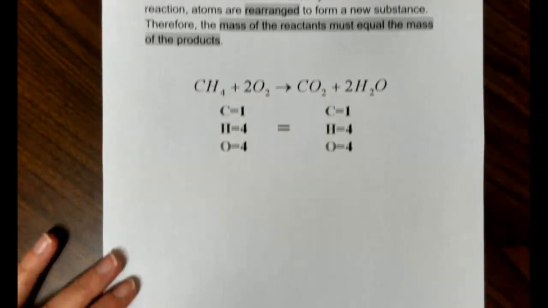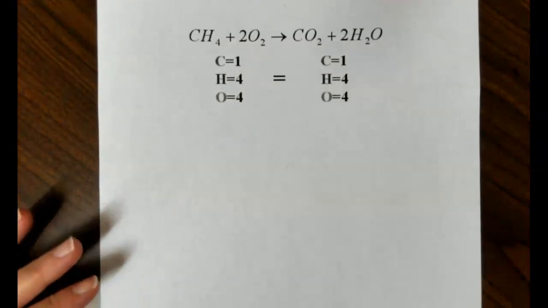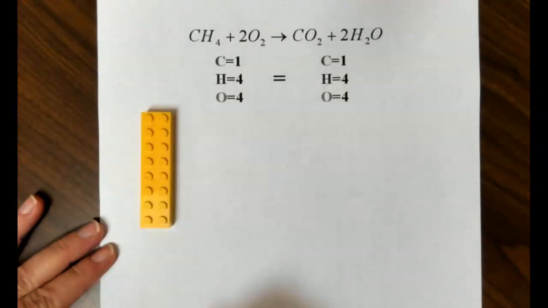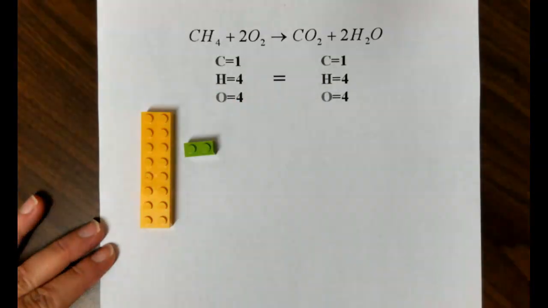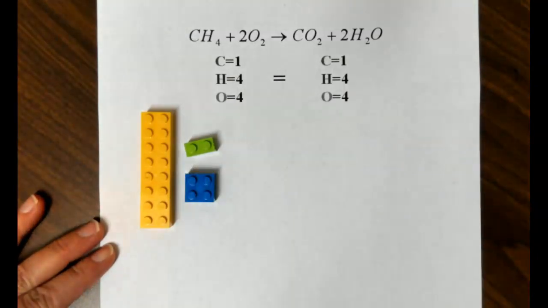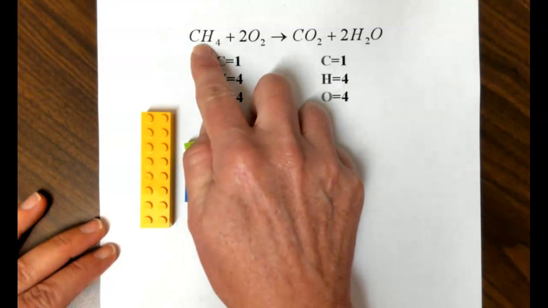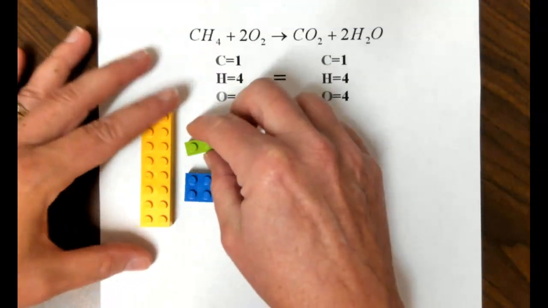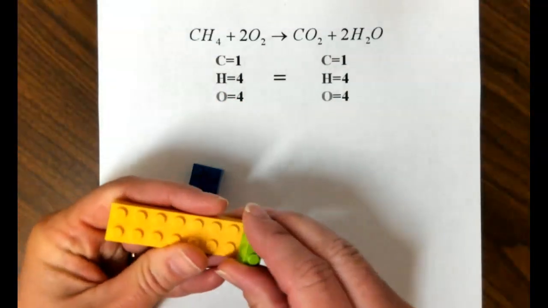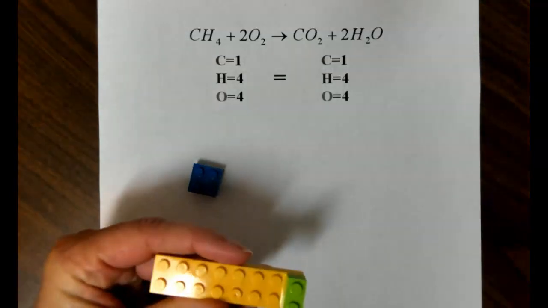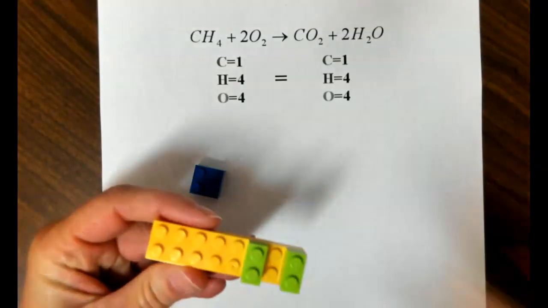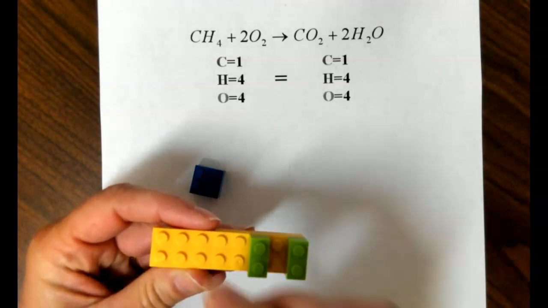So let's take a look using Legos. I'm going to use a yellow Lego to represent carbon. I'm going to use green to represent hydrogen and blue to represent oxygen. So let's build our first molecule. I have carbon 1, hydrogen 4. So I'm going to take my carbon and I'm going to bond 4 hydrogen atoms to this.